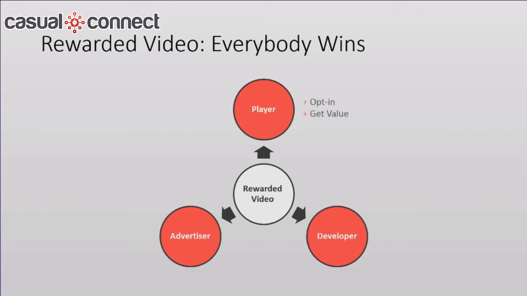If we look at the three players involved, there's the user, the advertiser, and the developer. For the user, it's an opt-in experience. The user chooses if and when they want to engage with rewarded video. For people who don't know, the idea of rewarded video is the user is in your application, they engage with video content, and in exchange they receive in-app content for doing that action. So it's opt-in, they choose if and when they want to engage with it.